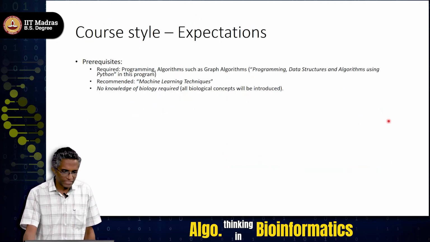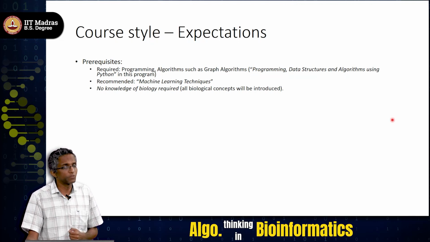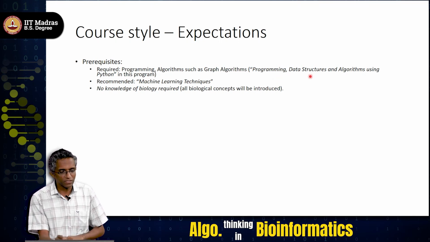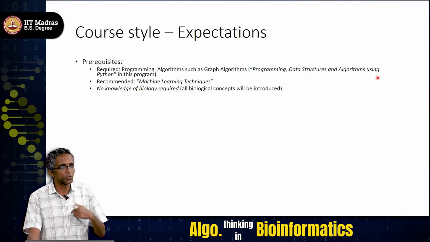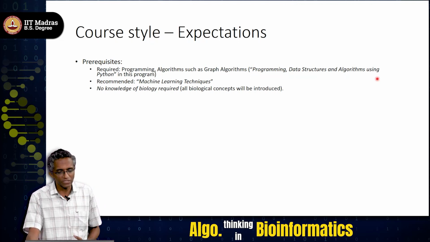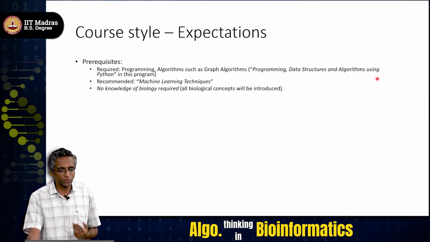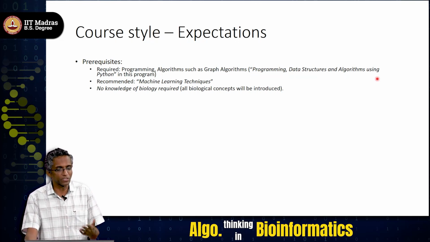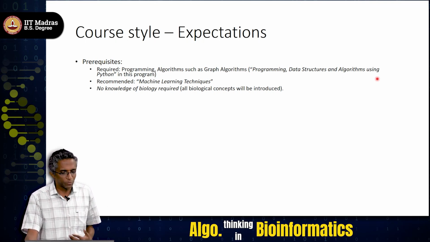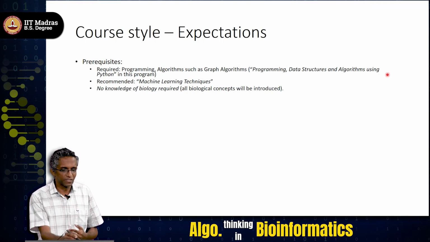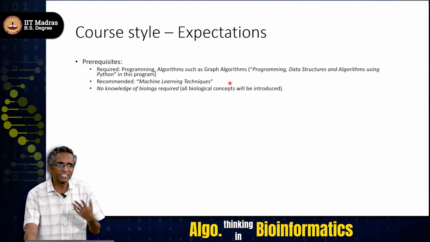So, what are some of the expectations in terms of prerequisites? In this program we have taken the course Programming, Data Structures and Algorithms using Python, and that is what I see as the closest course in terms of prerequisites. In general, you would need some background in programming for some of the programming assignments, and in algorithms such as graph algorithms for coming up with algorithmic solutions for some of these computational problems. And though not required, machine learning techniques are recommended, which you would also have already seen by now.